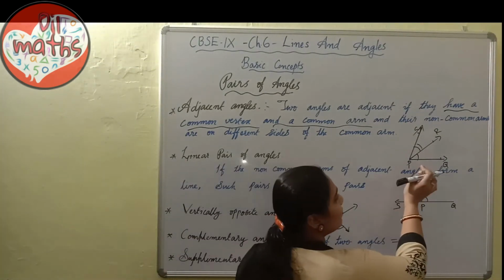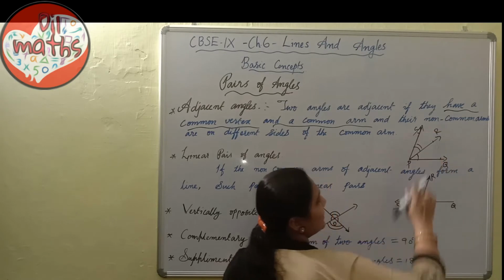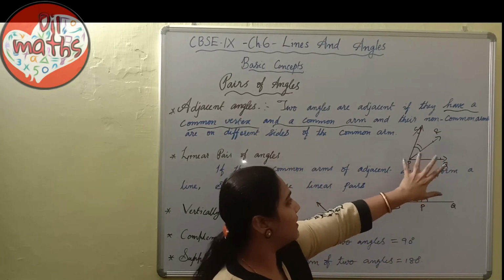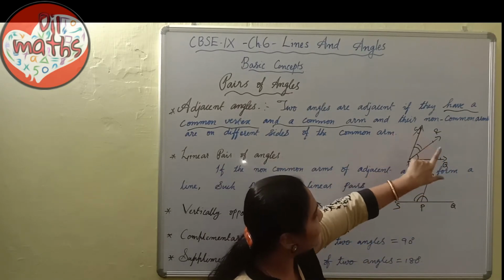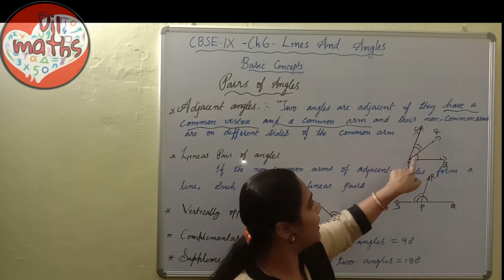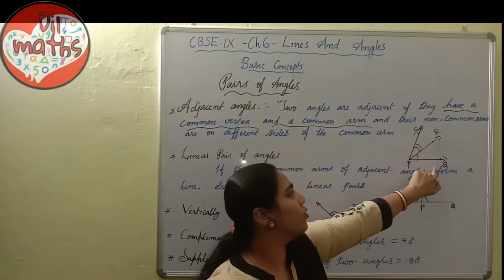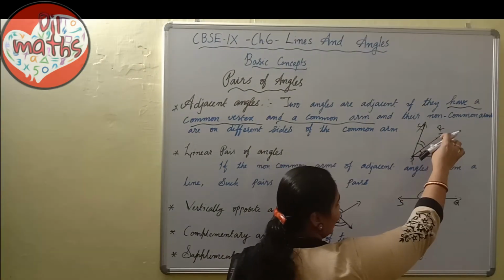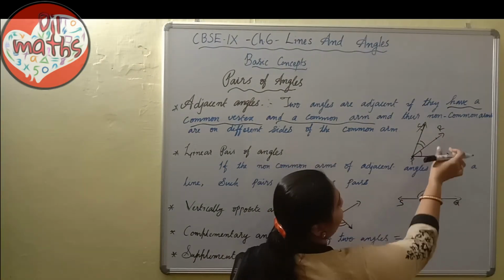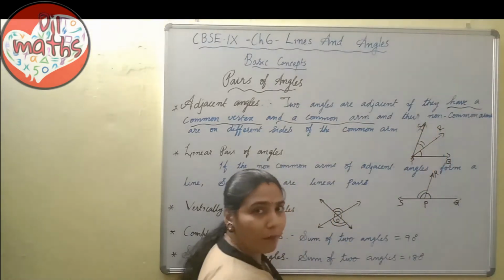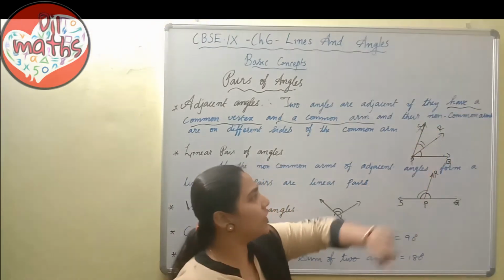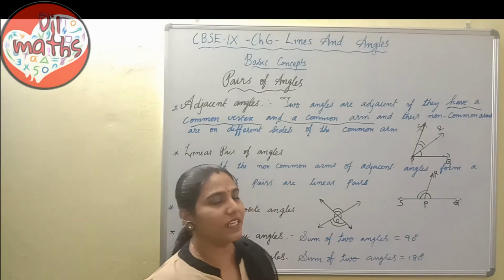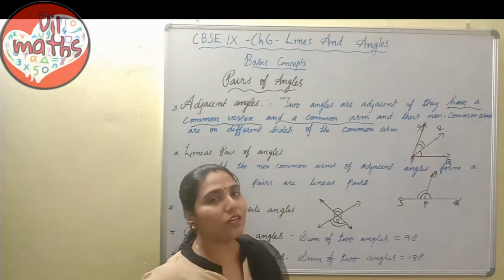Here I took an example, PQRS. Here we can see two angles, that means SPR and RPQ. These two angles have a common vertex P. Here PR is the common arm, and PQ and PS are non-common arms, and they are lying on different sides of PR, isn't it? So this pair of angles is called adjacent angles.